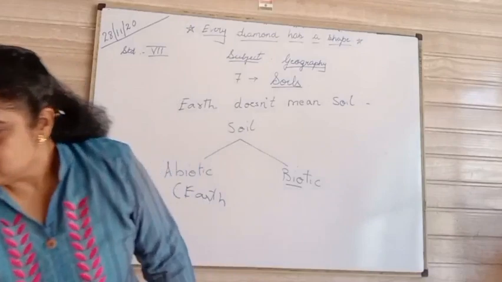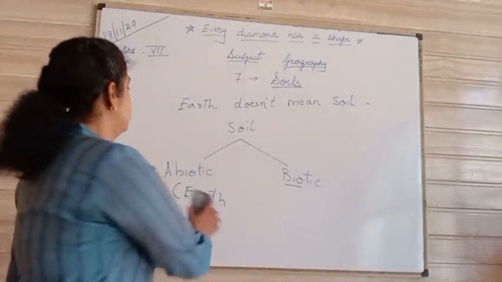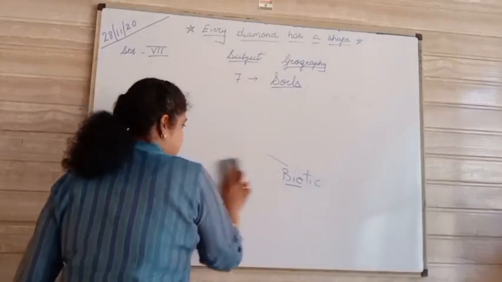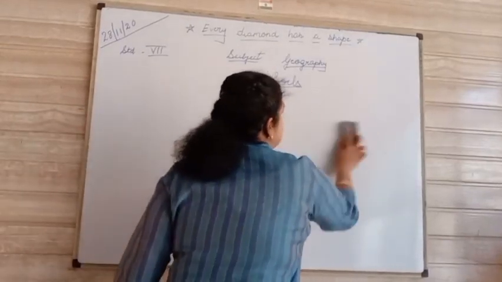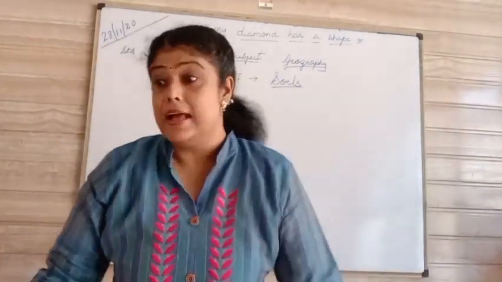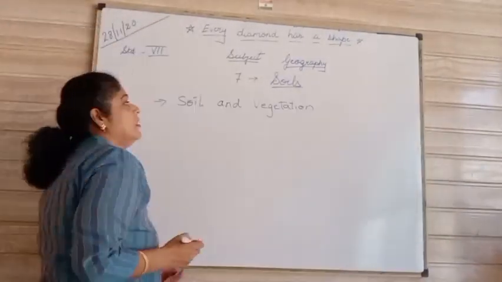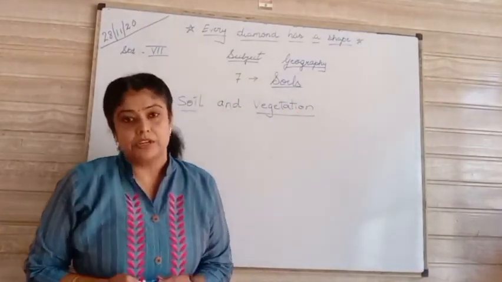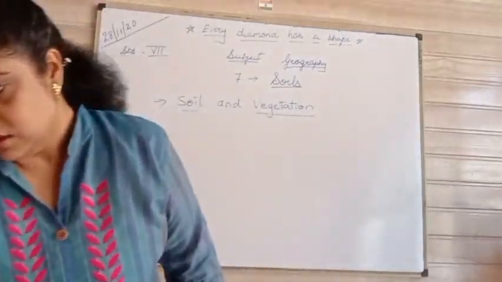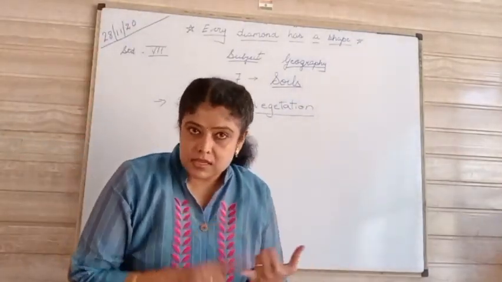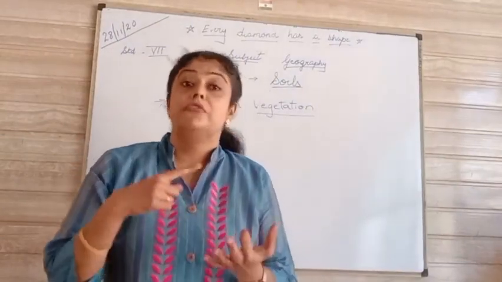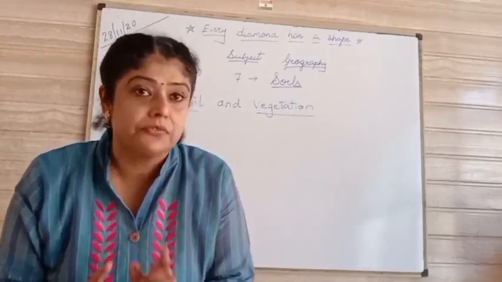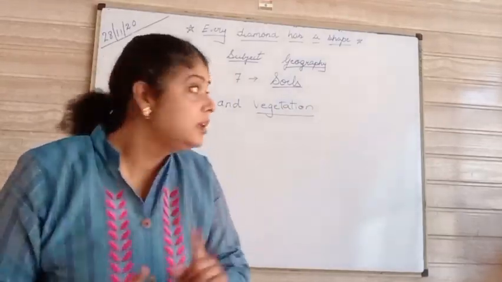Okay, now let's come to the next part, that is soil and vegetation. Why do we use soil for vegetation? Plants need sunlight, plants need water, a favorable climate. But these things alone are not sufficient for the growth of a plant. It also needs soil. Why?